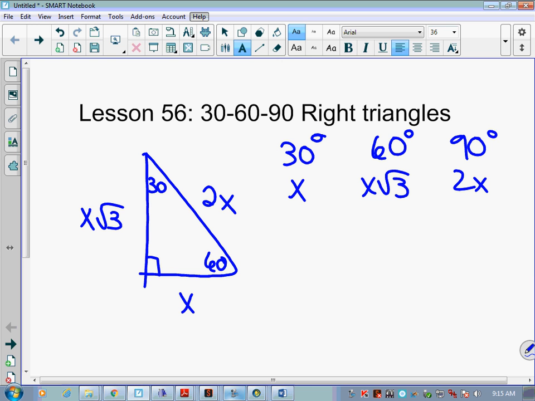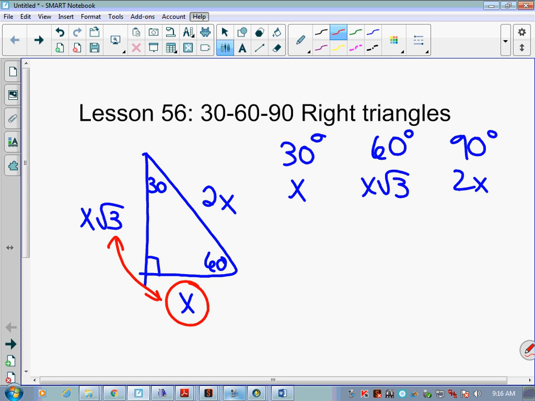On page 368, properties of a 30, 60, 90 triangle, it reads: in a 30, 60, 90 triangle, the length of the hypotenuse is twice the length of the short leg. Your short leg is going to be your side opposite your 30-degree angle. And the length of the longer leg is the length of the shorter leg times radical 3. So what you want to understand is that everything is built around my short leg. The hypotenuse is 2 times my short leg. My side opposite my 60-degree angle is my short leg times radical 3. The hypotenuse and the side opposite 60 have no direct correlation. So I always want to go back and forth from my 60, or from my hypotenuse, to that short leg.